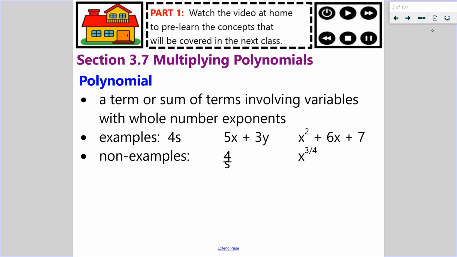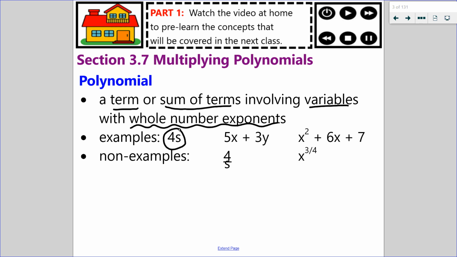Before we get into how to multiply them, let's talk about what on earth a polynomial is. A polynomial is a term, individual, or a sum of terms, more than one, that involves variables with whole number exponents. So let's look at these examples. First one, 4s, that is a monomial, a special type of polynomial with a variable of s. The 4s just means 4 times s.